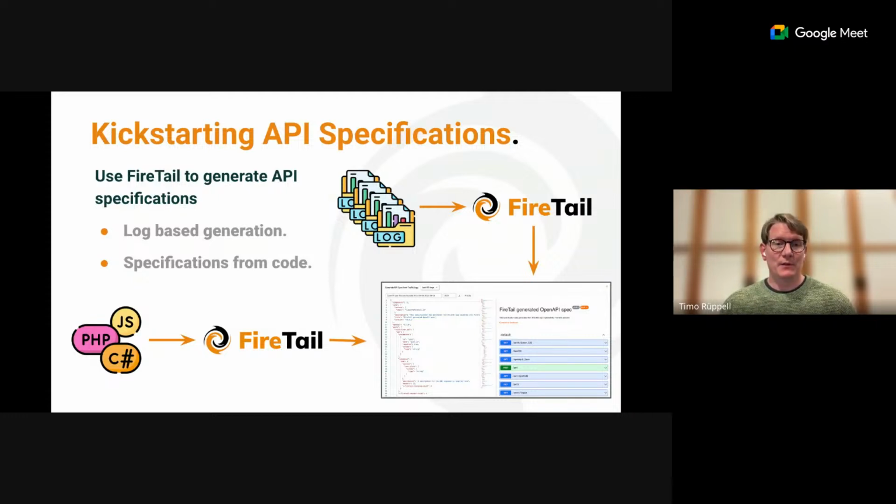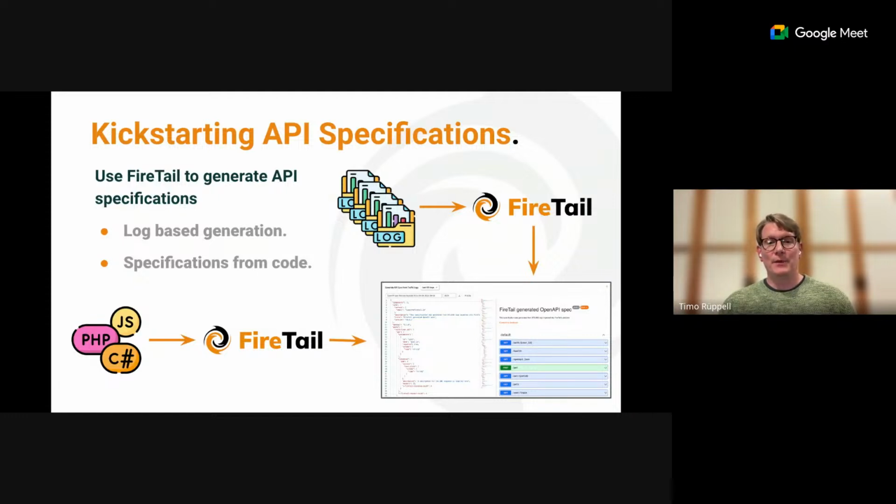They already have a service that's running in production. They already started development 10 years ago, and they don't have an OpenAPI specification. How do we help these people? So the two ways that we do this is, one, we do log-based spec generation.